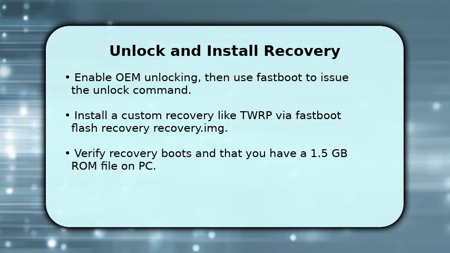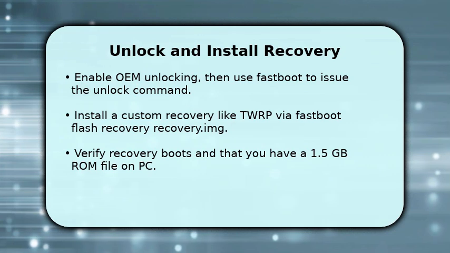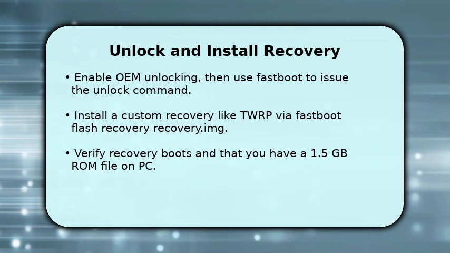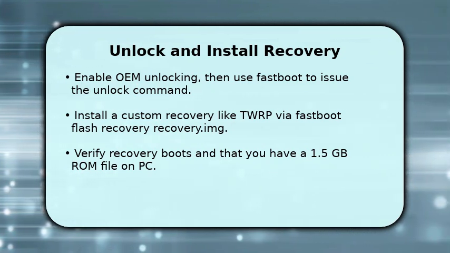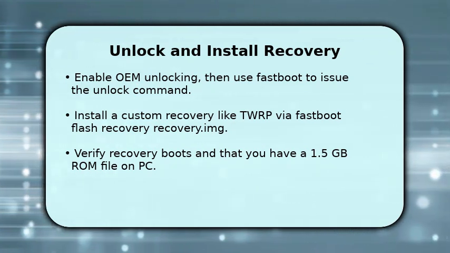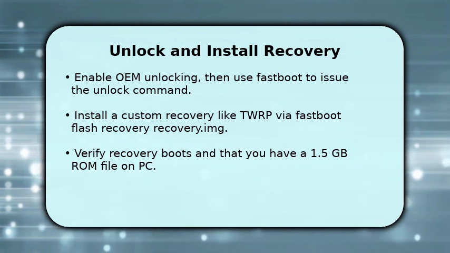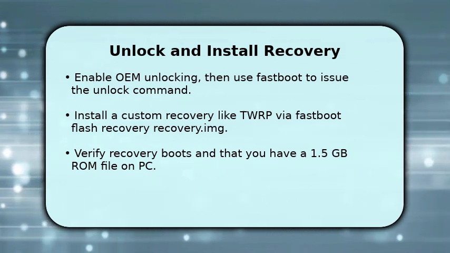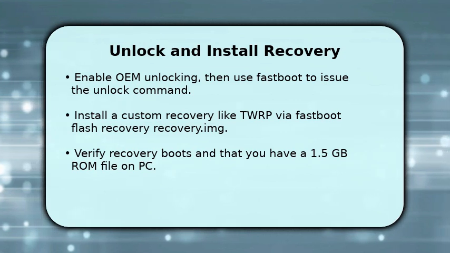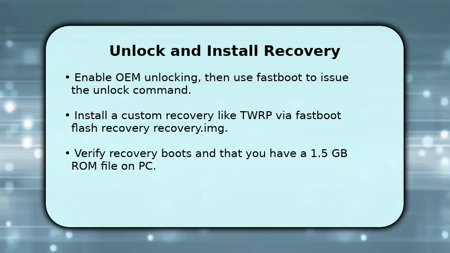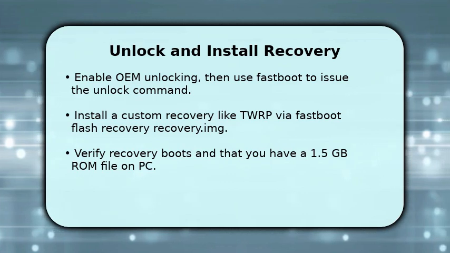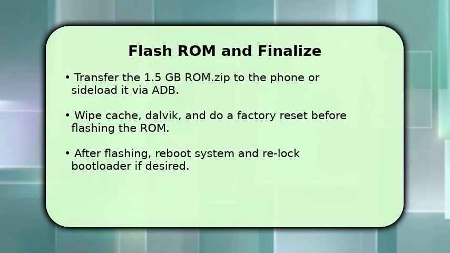Use Fastboot to unlock the bootloader with the official unlock command from the manufacturer. Download a compatible recovery such as TWRP and transfer recovery.img to your PC. Flash the recovery using fastboot flash recovery recovery.img and then boot into recovery mode to verify successful installation. Copy the ROM.